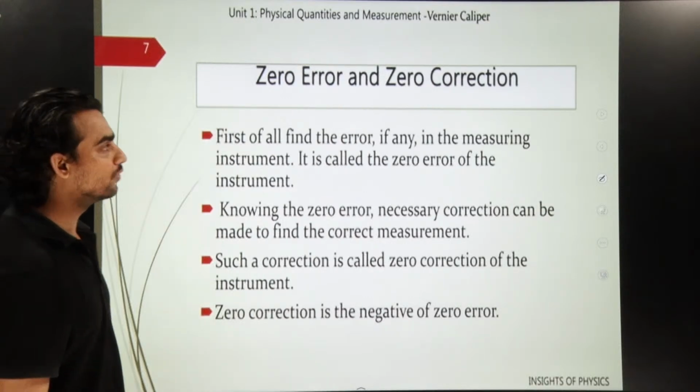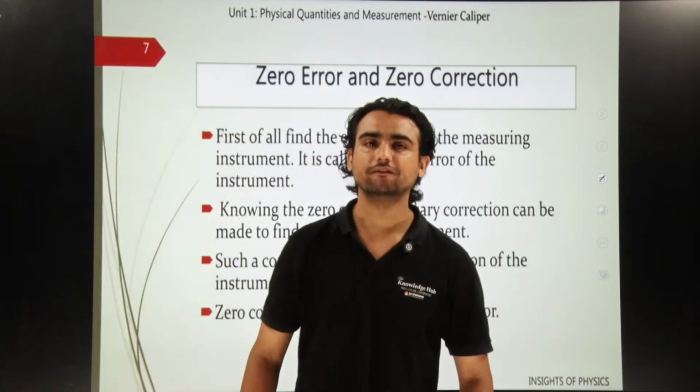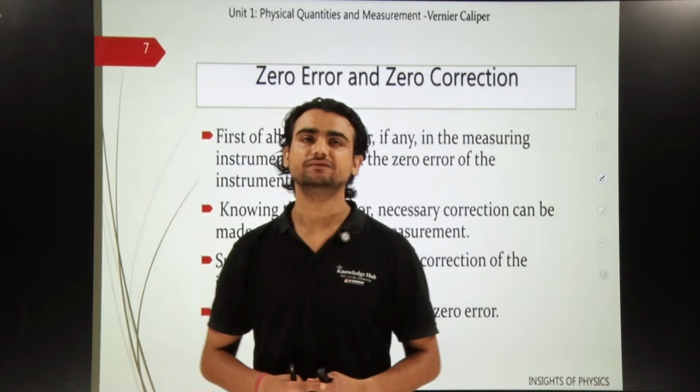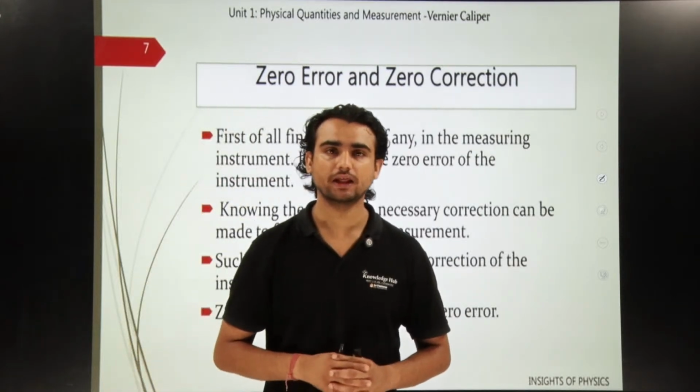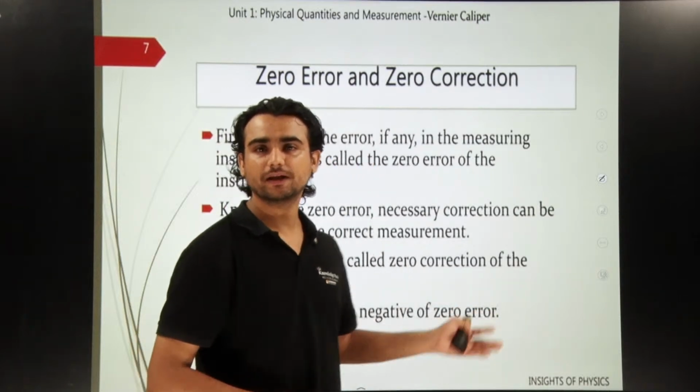Now, there are two types of errors now. Whatever you measure, there are some errors, as we studied in the last chapter, that is units and dimensions. There are errors, right? So now we also have some errors here, right?